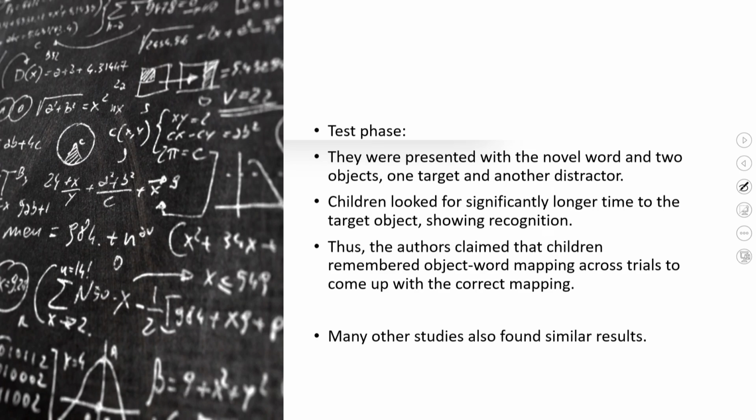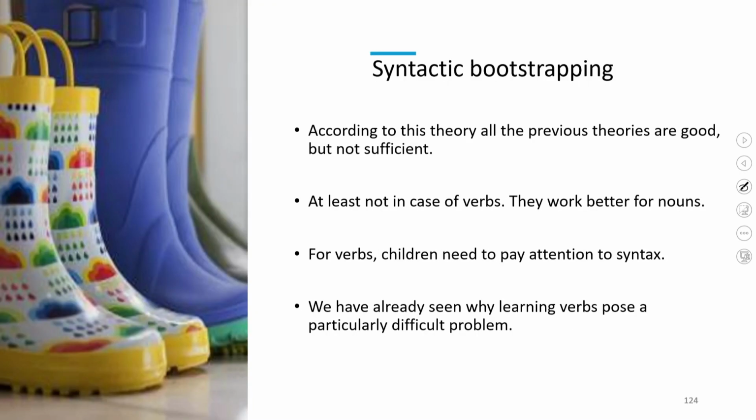So, basically they found proof of children being able to map things across context and thereby proving the theory. The next theory is called syntactic bootstrapping theory. This theory says that all the previous theories are good; they are not denying any of them. However, in the case of verbs we need a separate theory. All other theories may be good for nouns, but for verbs we need a syntactic theory.